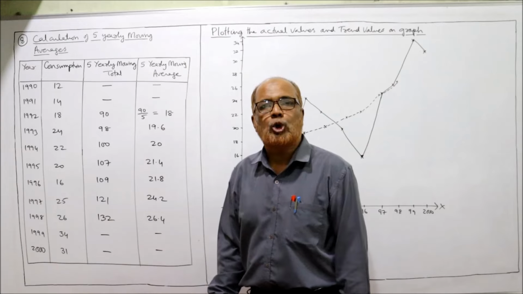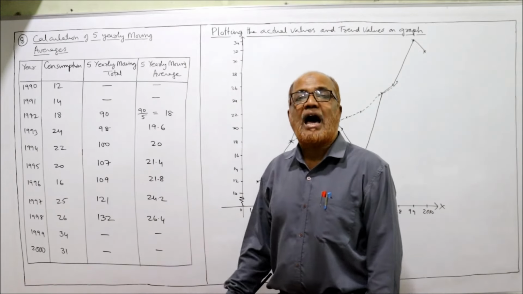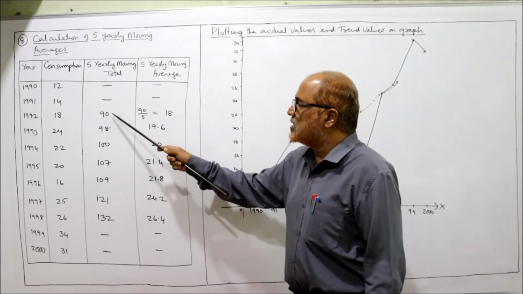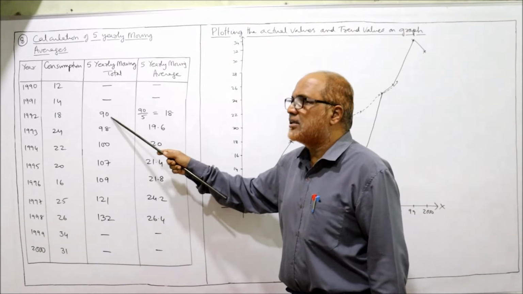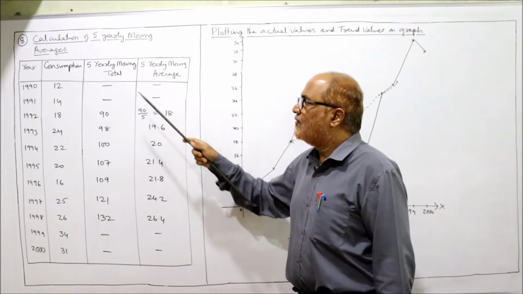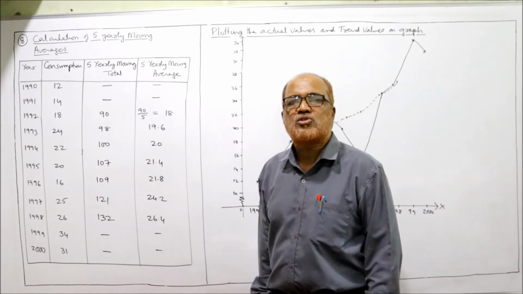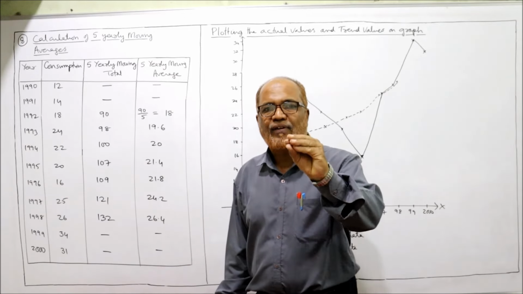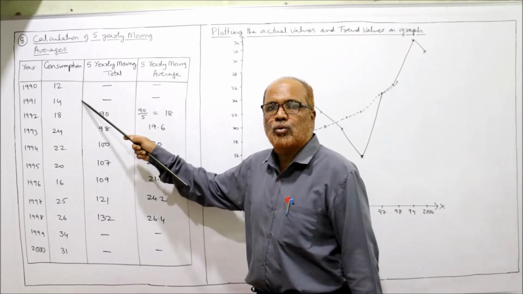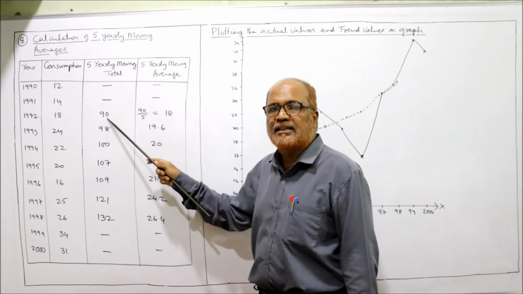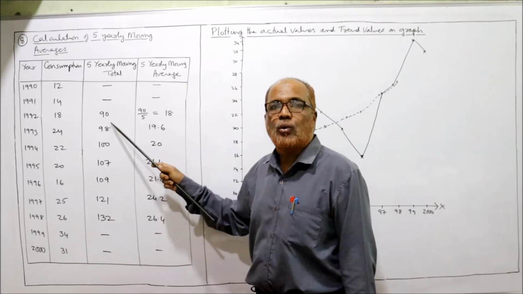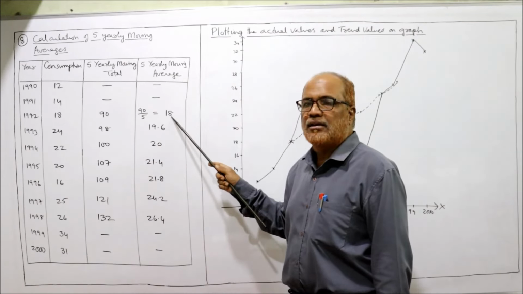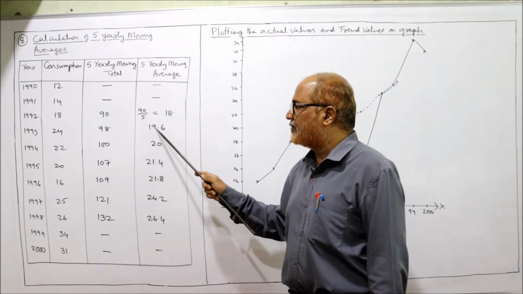5 yearly moving total. Now we need the 5 yearly moving average. So take the total divided by 5. What is the total here? 90. So 90 divided by 5, you will get 18. First 2 years and last 2 years will be lost because we are taking the average of 5 years. Leaving the first 2, we'll get the data only from the third year. So 90 divided by 5 is 18. Similarly, 98 divided by 5.